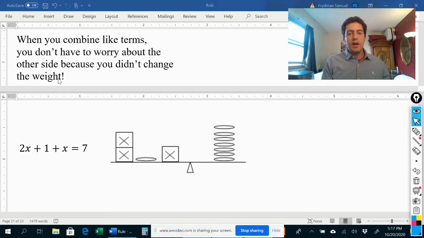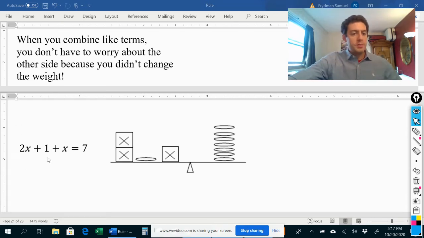The reason that we don't have to do anything to the other side of an equation when we combine like terms is because combining like terms does not change the weight of the side that we combined on in the first place. So let's take a look at an example here.